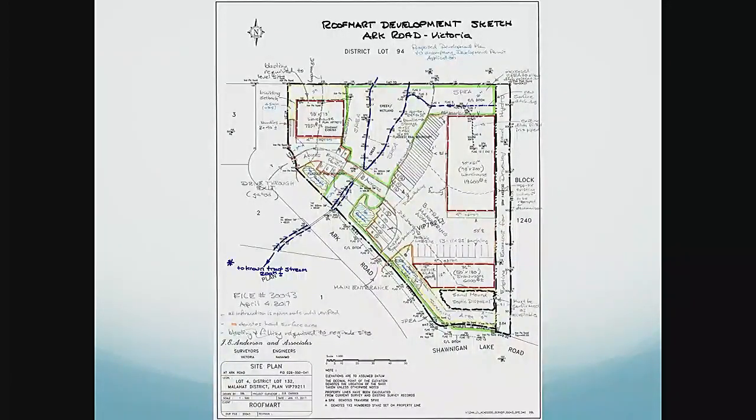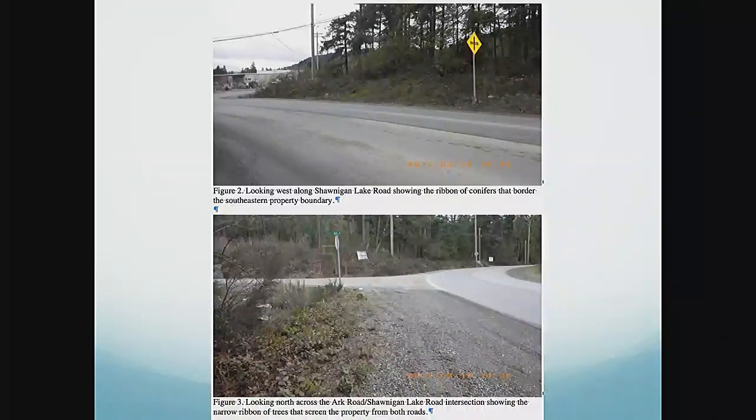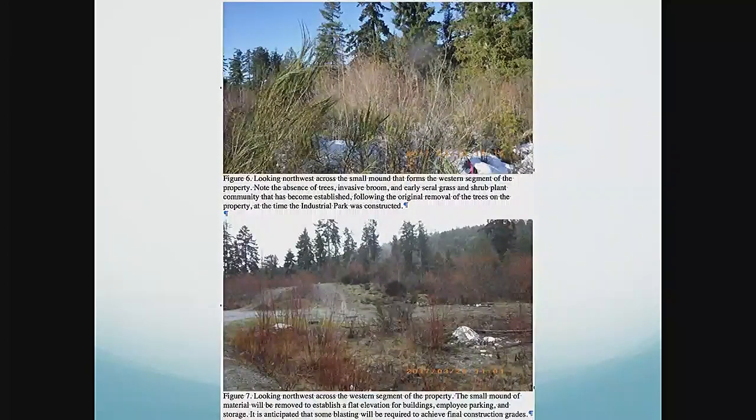This is just an outline of the property showing where the major buildings are. And then the next set of photographs just show the property as you come around Shawnigan Lake Road. There's Ark Road in the background, and as you turn left to head towards the railroad tracks. And then the bottom photograph is the same intersection, just looking to the northeast. And then these are just shots from Ark Road looking up onto the property itself.